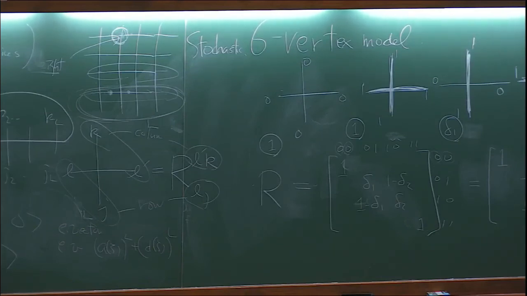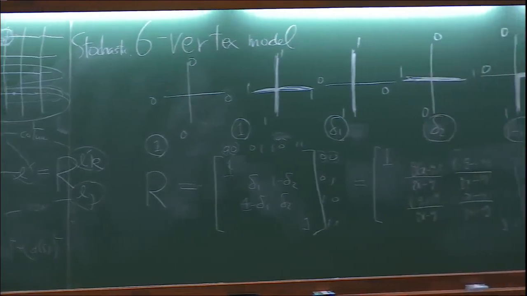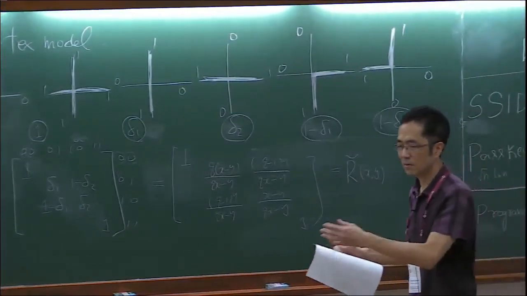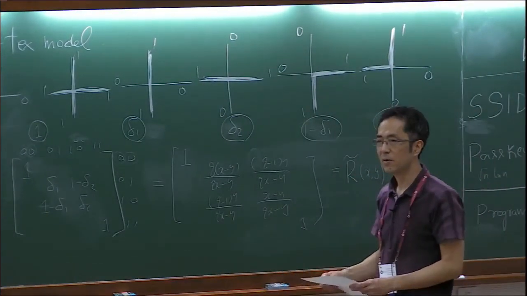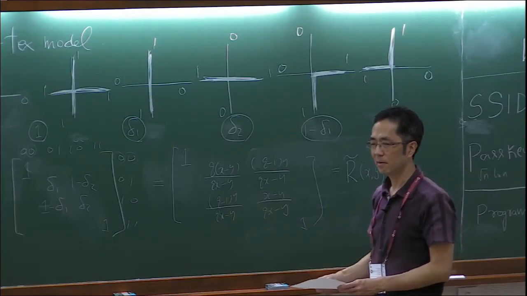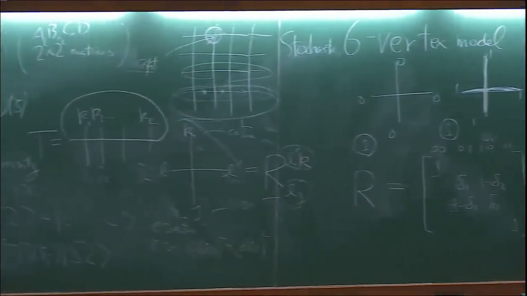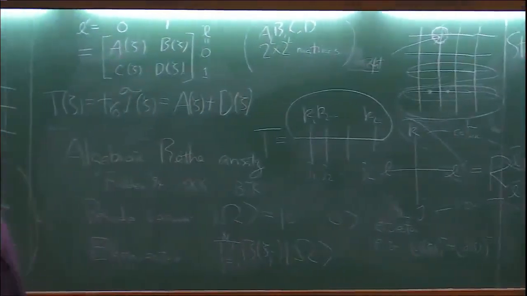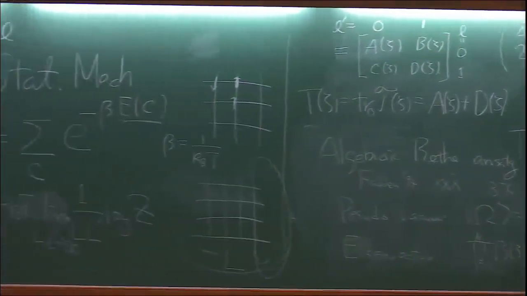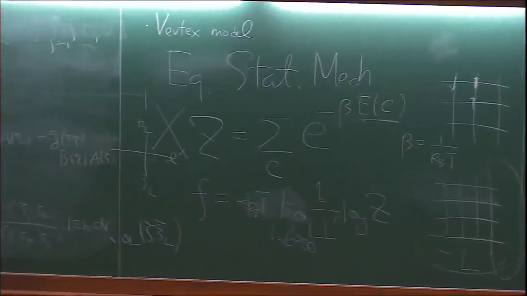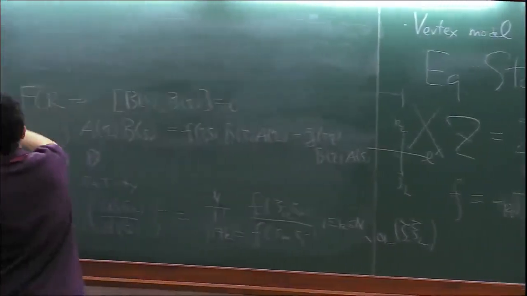Then one can really follow the same steps to calculate the eigenvalue and the eigenvector. And yes, in this way, one can really study the stochastic six vertex model by using this standard machinery for quantum integrable systems.